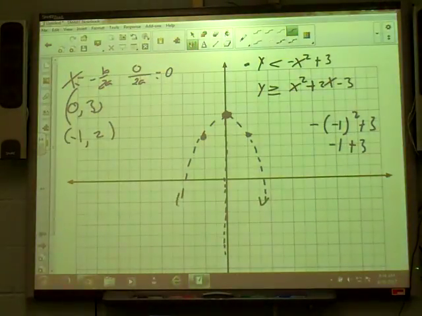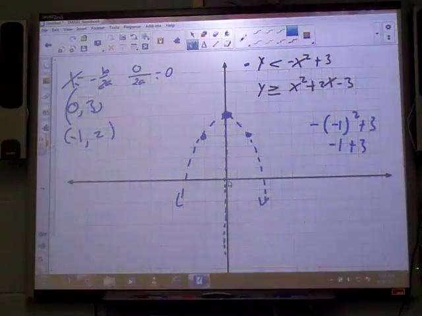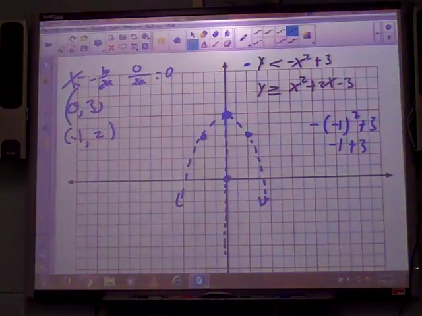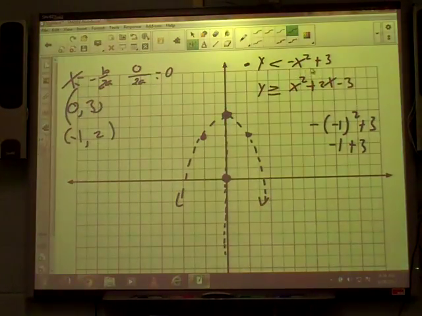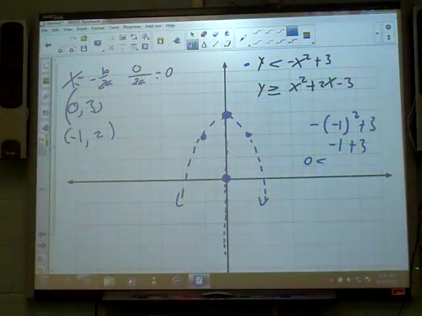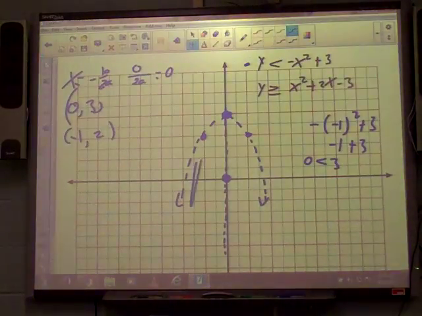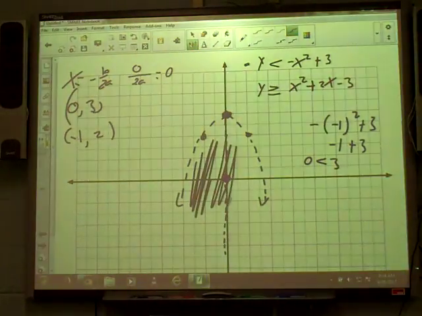Now I got to pick a test point inside there to see if I shade inside or out. Hey, this is a perfect test point right there, isn't it? So that says, if I plug that in up there, that says 0 is less than 3. True or false? True, so you would shade inside. Very good. Good job, Trevor.